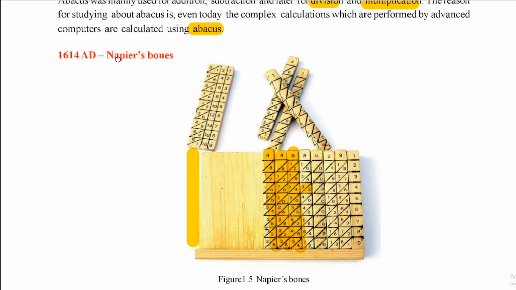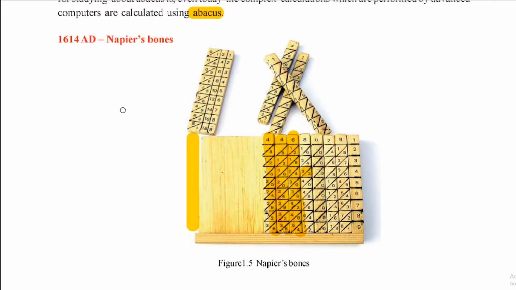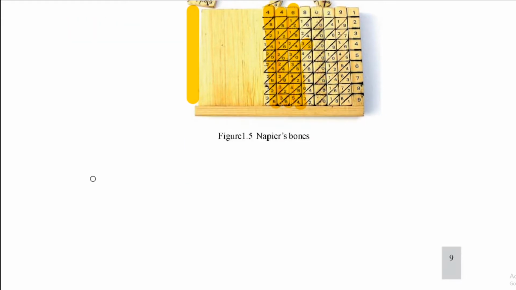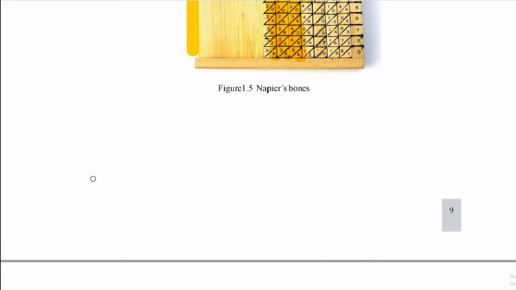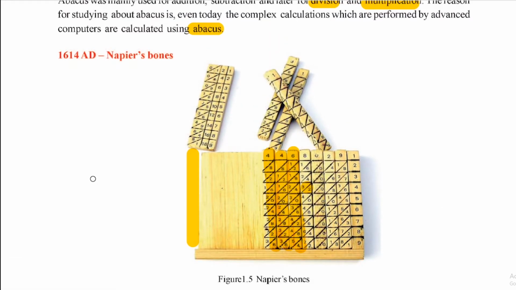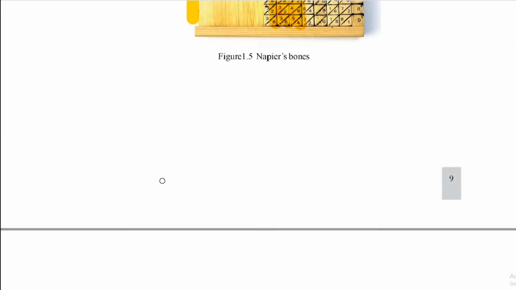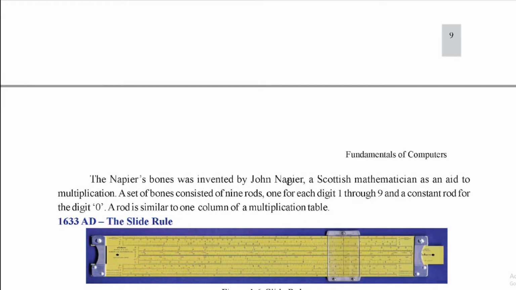Just remember who invented it: John Napier invented Napier bones, and they are used for multiplication. Which device is used for multiplication? Who invented it? Such questions may be asked from this chapter. This is quite boring. Just follow this, just read them, that's enough. Just the names are important, who invented and which is the device. Like abacus, the first calculating device, and Napier bones, a multiplication device invented by John Napier, a Scottish mathematician.